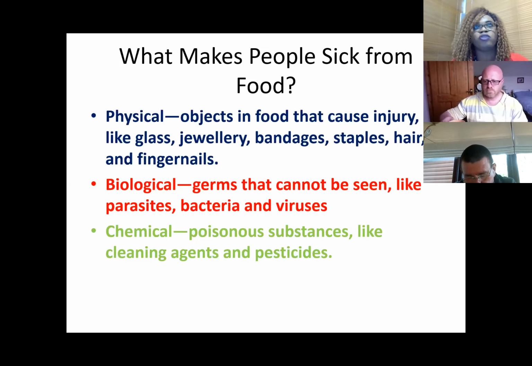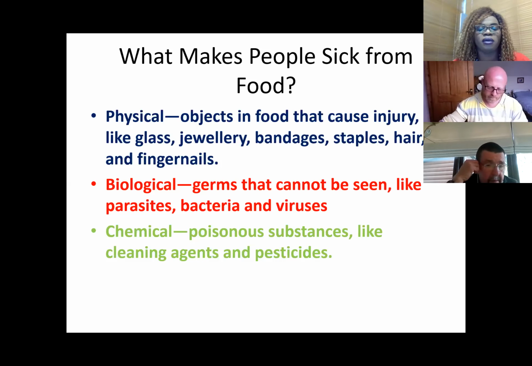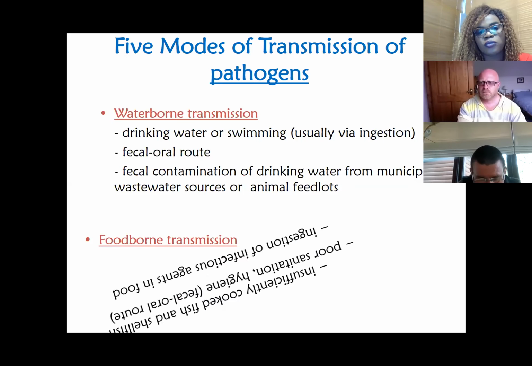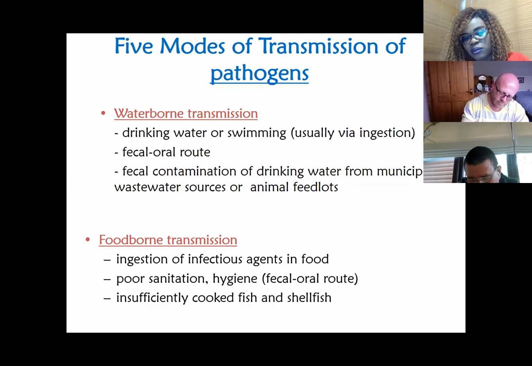Now, in terms of transmission, there are different ways microbes can be transmitted and get into our food. There are 5 key classifications of mode of transmission. The first one could be waterborne transmission, either from drinking the water or swimming, or via fecal oral route, or fecal contamination of water from wastewater source or animal feedlots. So that is for waterborne transmission.